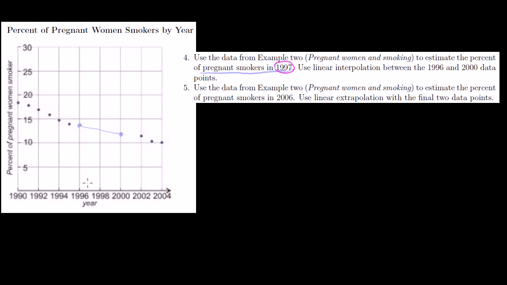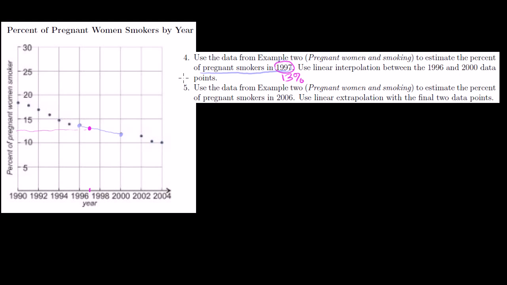This is 1997. It's going to be right over there. If we use linear interpolation, we are interpolating between that data point and that data point. We assume it's a linear trend between the two. And so this looks like it's a little bit more than 12, and maybe 13% is my best estimate.